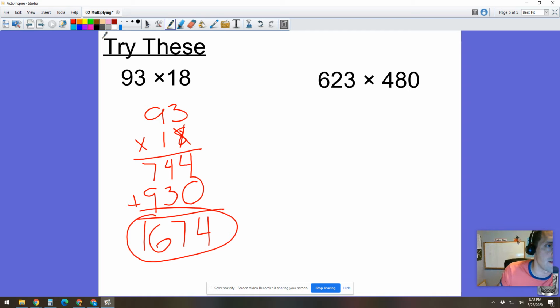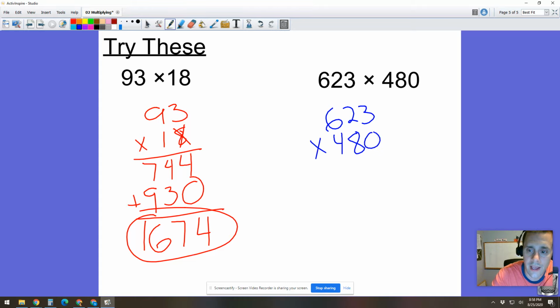Let's change this color up. You guys feel a little blue for this one. Here we go. Rewriting the problem, 623 times 480.